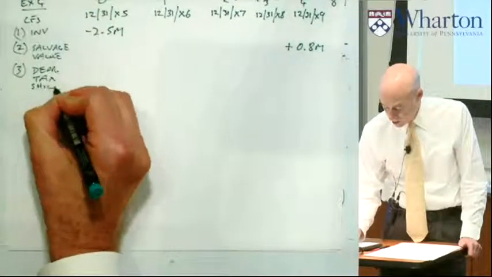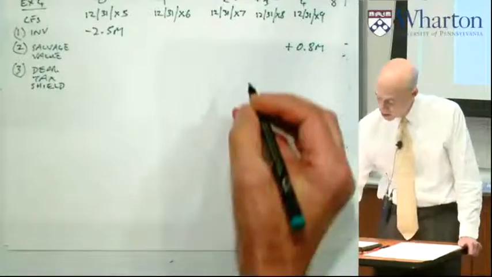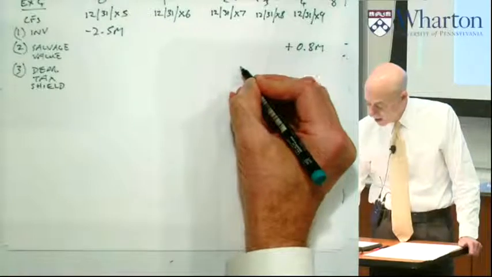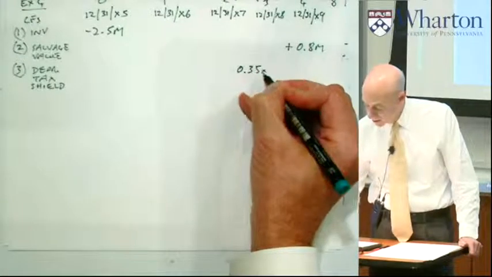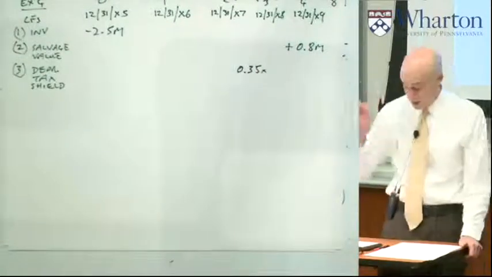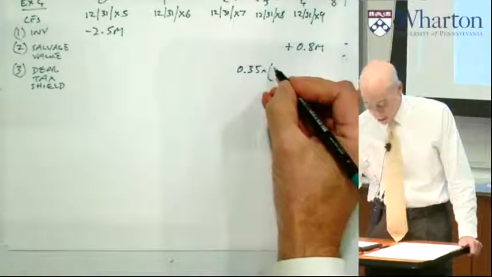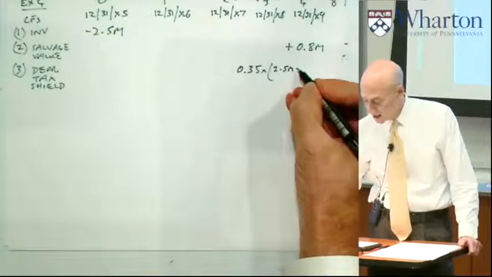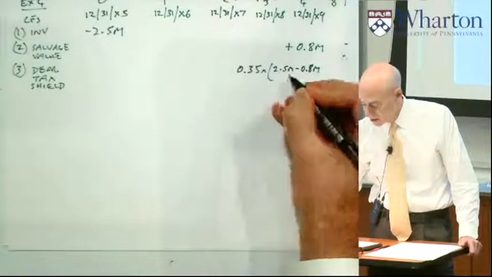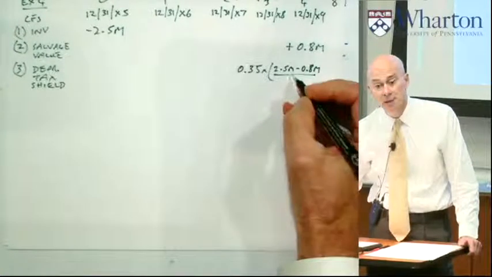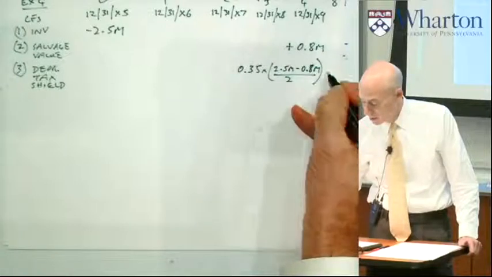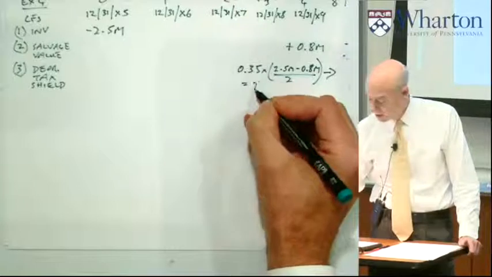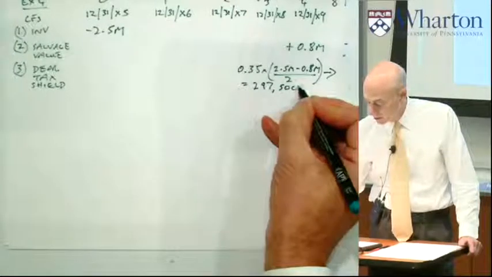How much is that depreciation tax shield? Well, it's our usual TC times depreciation, so it's going to be 0.35 times what? We start with the 2.5, we subtract the 800,000, and we divide by 2. And we get that for both years. You work it out, it's 297,500.